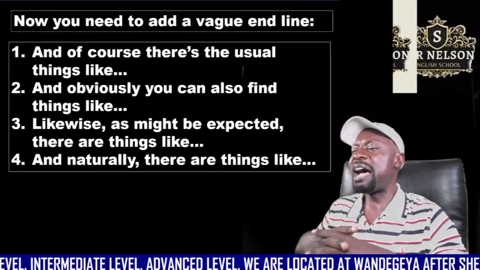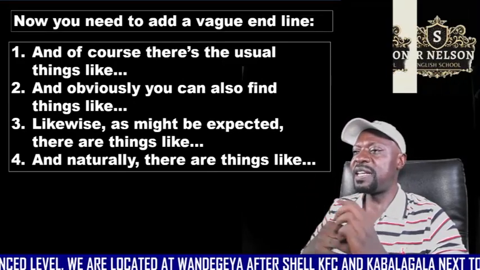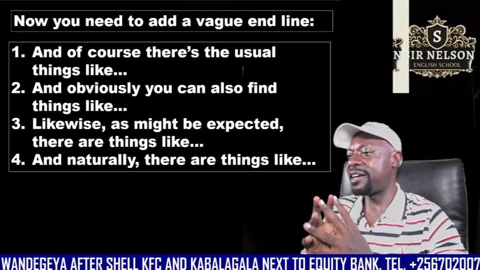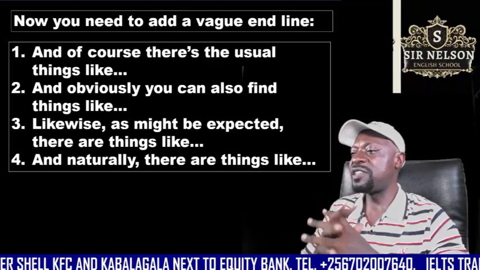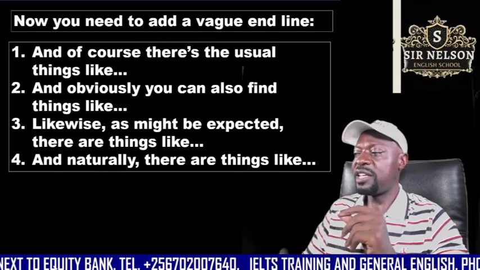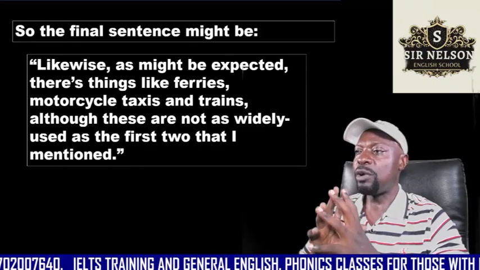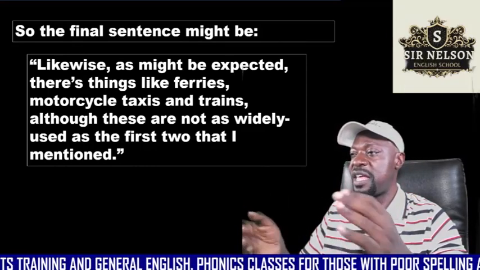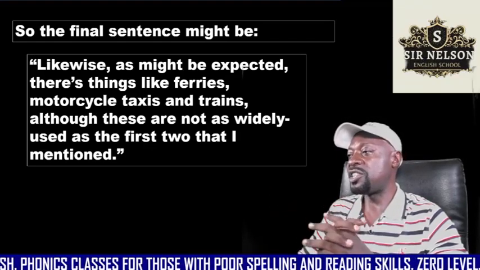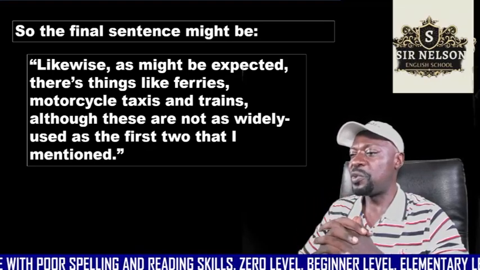Now you need to add a vague end to add a third type of transport. And of course, there are the usual things like, and obviously, you can also find things like, likewise, you can choose one of these. As might be expected, there are things like, and naturally, there are things like. So the final sentence might be, likewise, as might be expected, there are things like ferries, motorcycle taxis, and trains, although these are not as widely used as the first two that I mentioned.